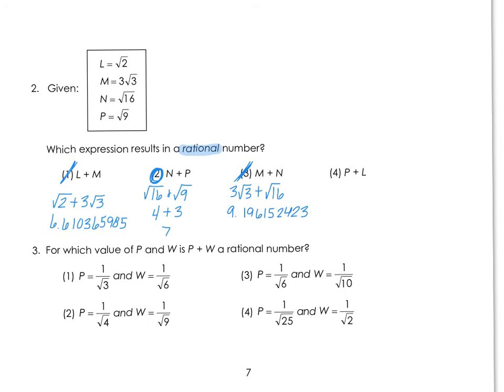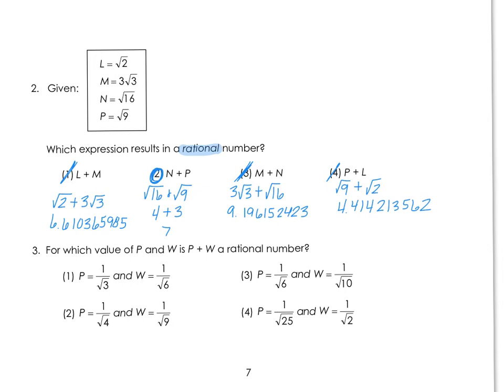And then the last one, we could do the square root of 9 plus the square root of 2, or radical 9 plus radical 2, and we get this long, non-repeating, non-terminating decimal. It cannot be written as a fraction, so that's not the right one either.